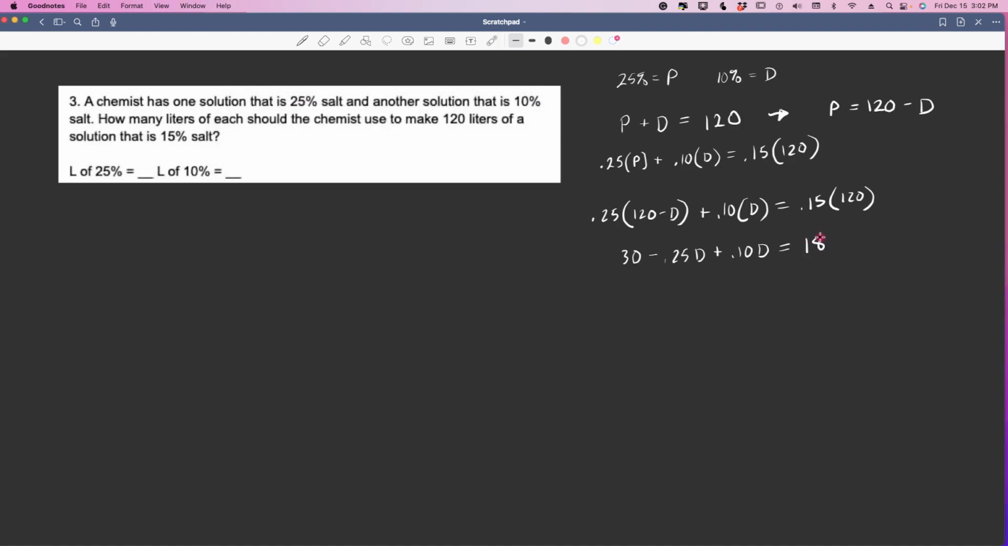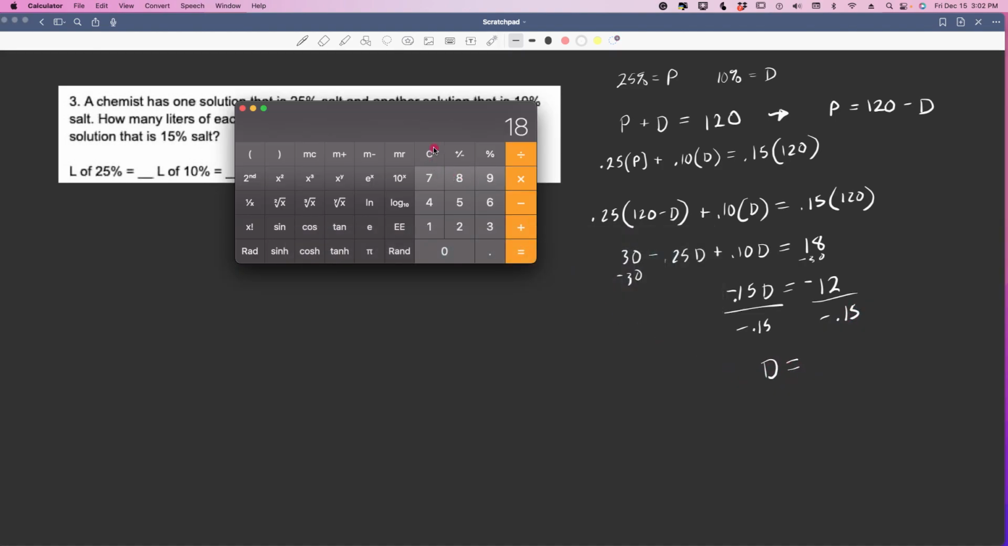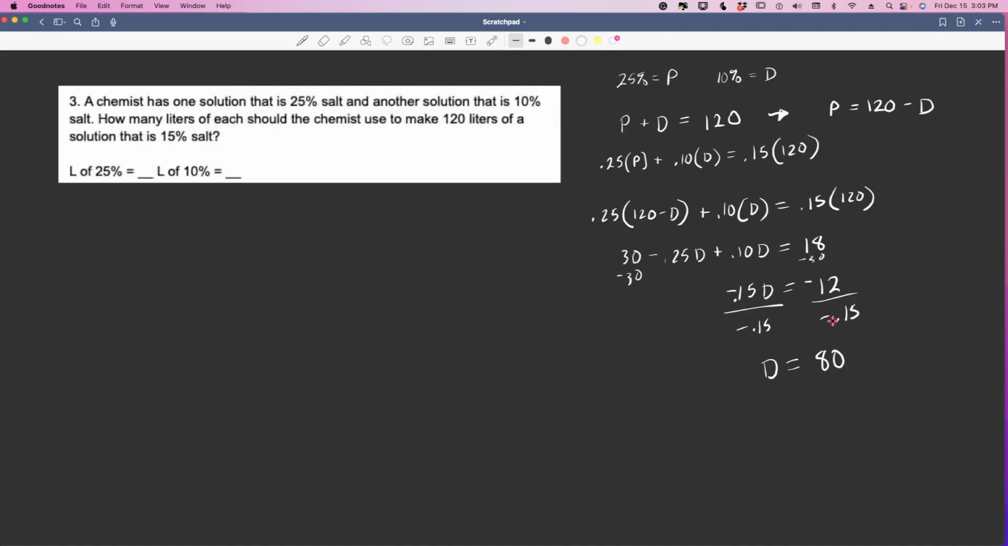So that's 18. I'm going to combine these and have a negative 0.15 D is equal to, and then I'm going to subtract 30 from both sides. So that's going to give me a negative 12. Now I can divide both sides by negative 0.15. And D is equal to, let's see, 12 divided by 0.15 is 80, and it's a positive 80 because a negative divided by a negative is a positive number.